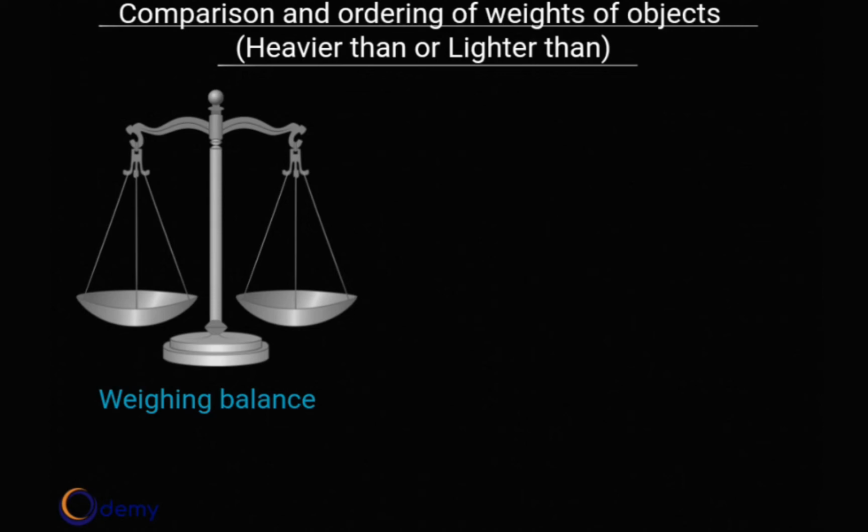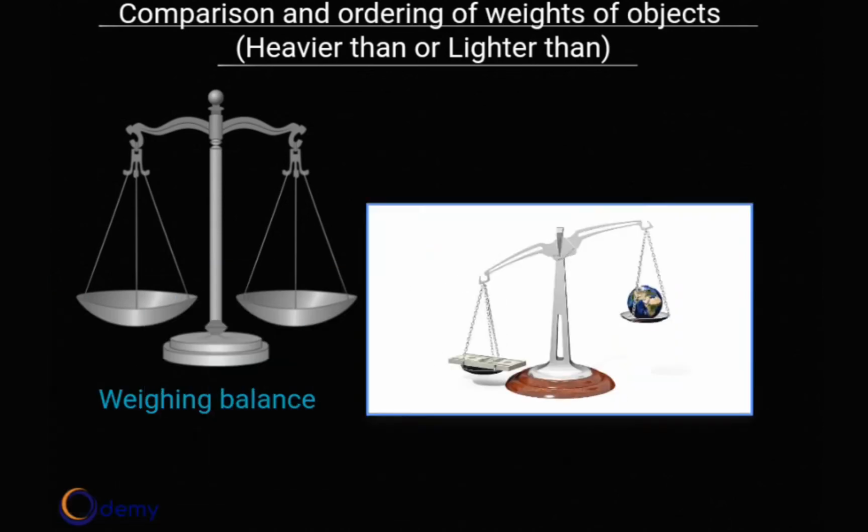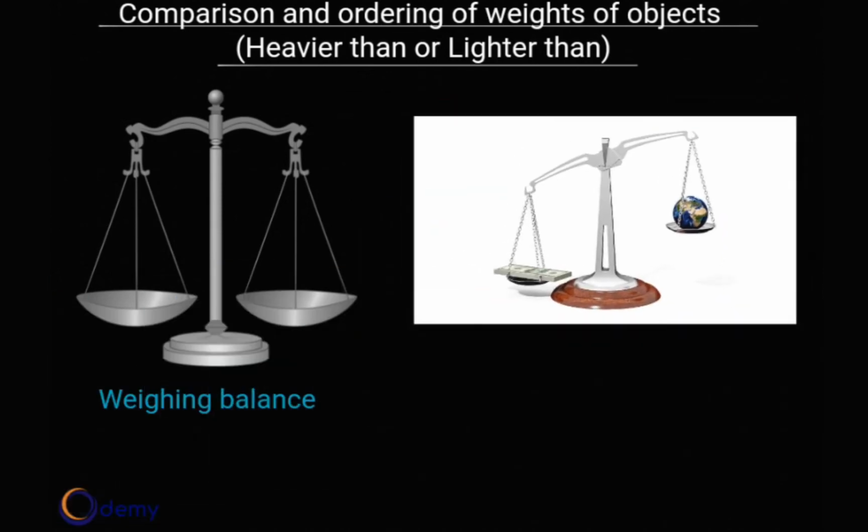For instance, here we are making use of a weighing balance. Look at this here. We have an object right here, and we have an object here. This object here is lighter while this one is heavier. That's why it is not straight anymore. That's why it is bending, because this object here is heavier and this is lighter. You can see that this object here was heavier than this object. So you can say this object is lighter than this object.